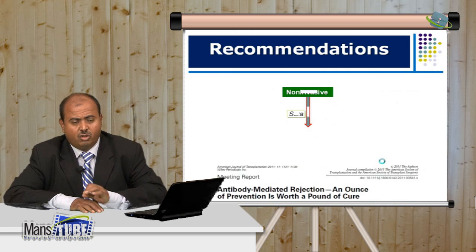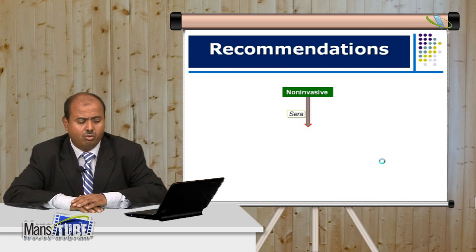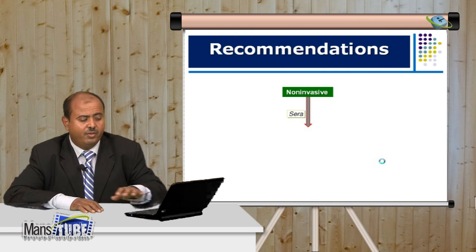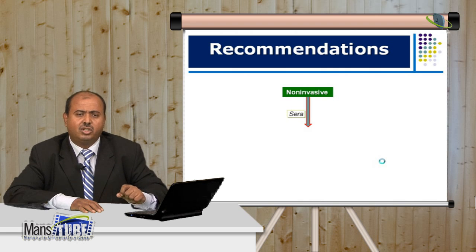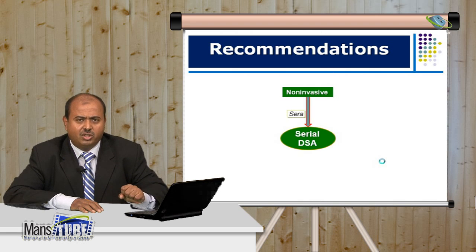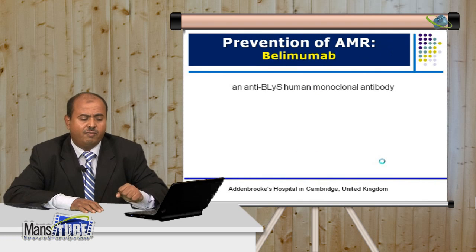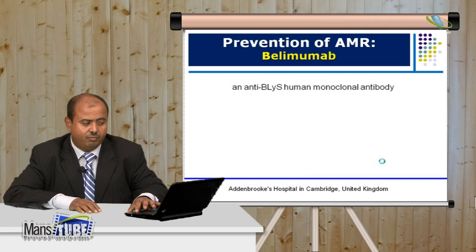So the dogma is prevention is better than cure. An ounce of prevention is worth a pound of cure. How to prevent is just to be meticulously evaluating the patient, assessing the risk, respecting the patient history, and serially evaluating the patient non-invasively by following up the presence or the titer of donor-specific antibody.